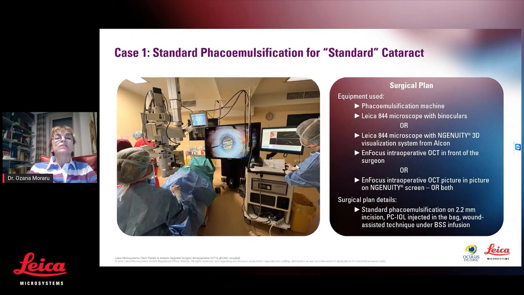Let's start with the first case, standard phacoemulsification for, let's say, a standard cataract. This is how the OR looks when I'm using the Ingenuity machine. So this is the OCT in front of me, a bit to the left-hand side, and the Ingenuity. I'm using the phacoemulsification machine and the Leica 844 microscope, either with binoculars or with intraoperative OCT connected to the microscope and the Ingenuity system.